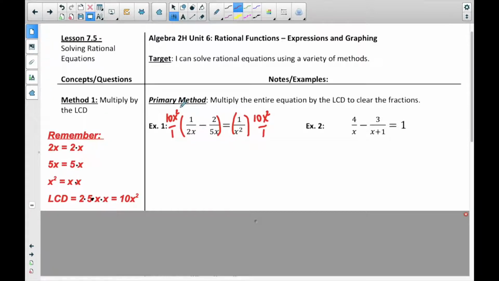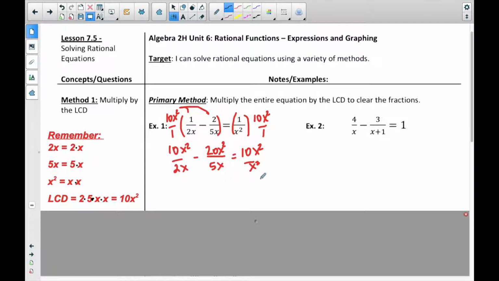Now on the left-hand side, I am going to need to distribute this. And what's going to happen, it is going to clear the fractions. In other words, we are just about to get rid of all of the fractions. I'm going to show my steps to get there. So if I distribute this, I'm going to have 10x squared over 2x minus 20x squared over 5x. And again, I put it over 1, so we remember that. And then on the right-hand side, I have 10x squared over 1 times 10 over x squared.